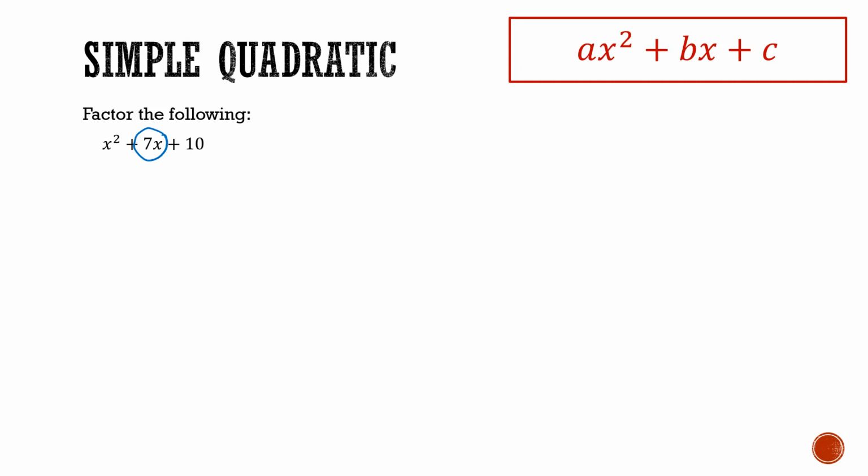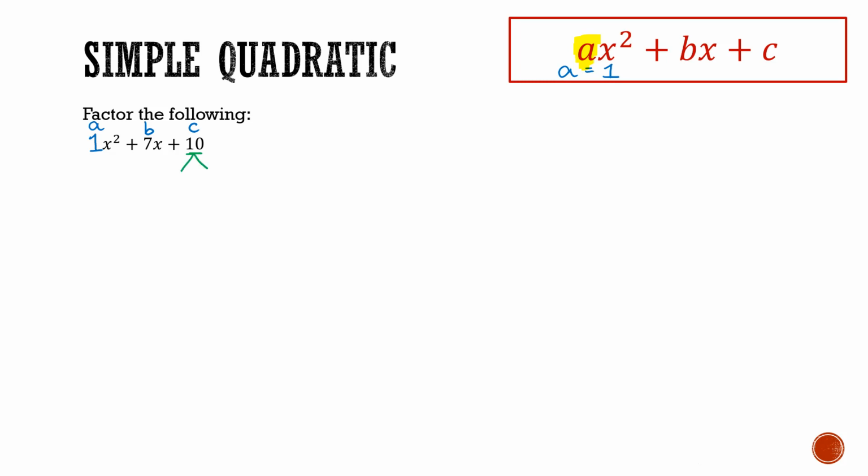The next thing I want us to pay attention to is this coefficient for x squared, this a term. We have no coefficient for x squared, meaning the coefficient is 1. That's significant because the strategy I'm about to show you only works when that a term is equal to 1. So for this example, we have a equal to 1, b equal to 7, and c equal to 10.